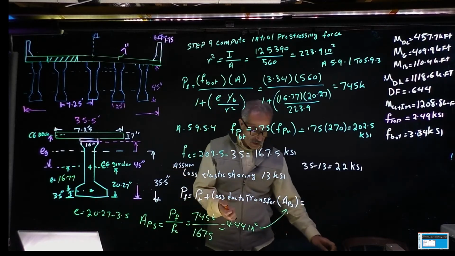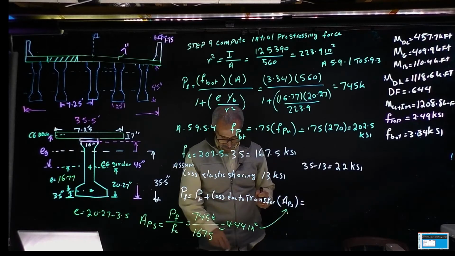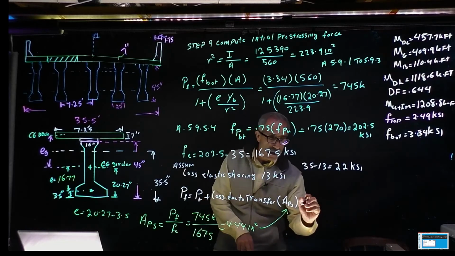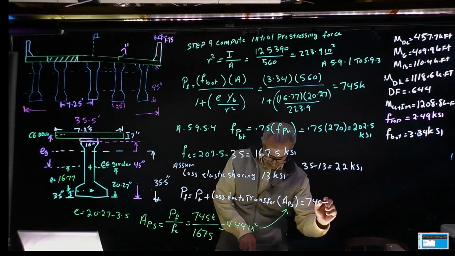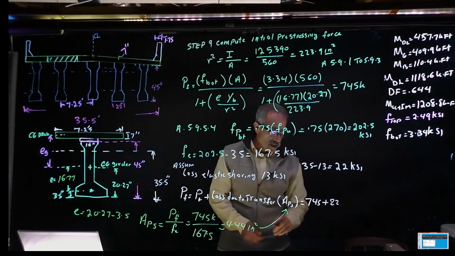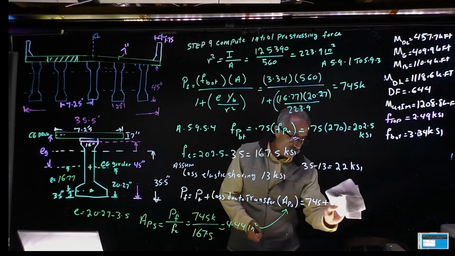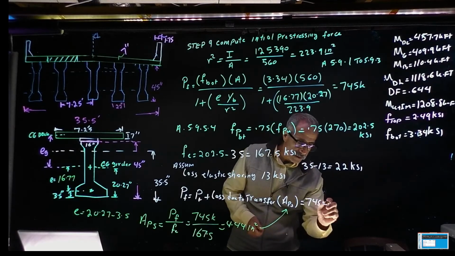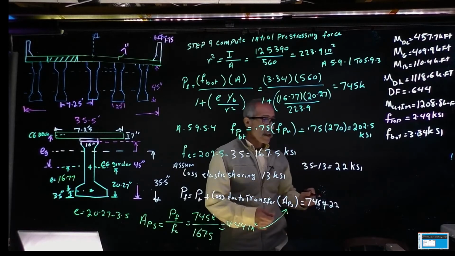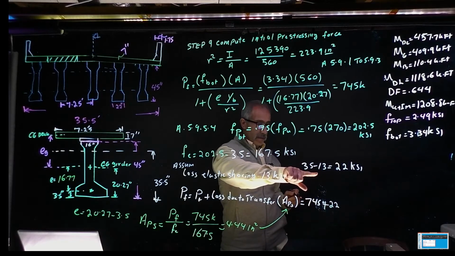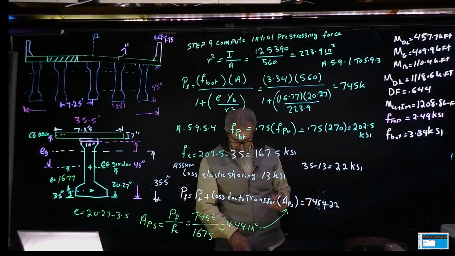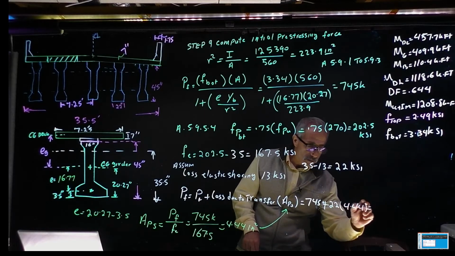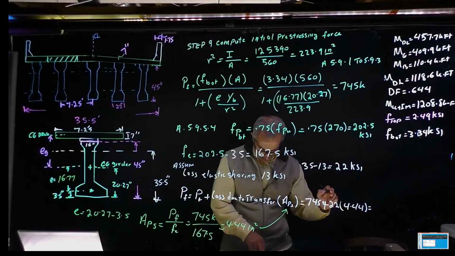Okay, so now what we're going to have here is 745 plus 22, and that 22, that's not a good looking 22. Let me write that again. This can make a mess sometimes. Plus 22, which is this, and then it's going to be multiplied by the area, 4.44. And that comes out to 842.7.